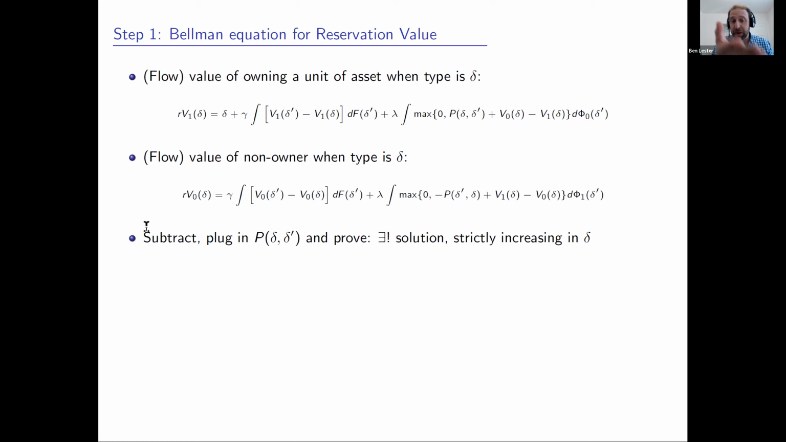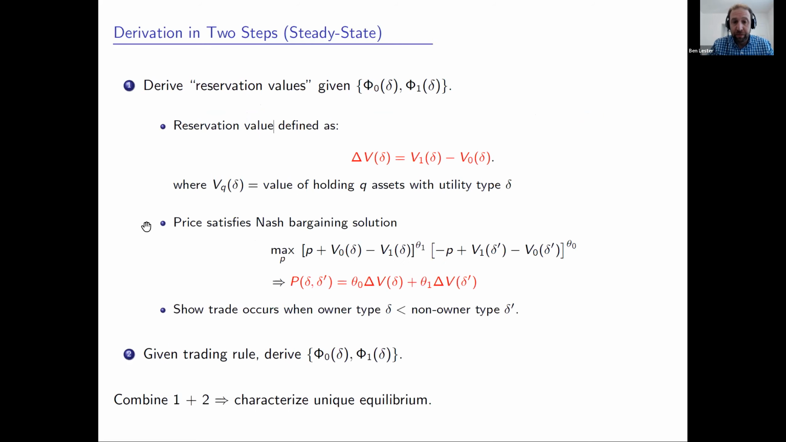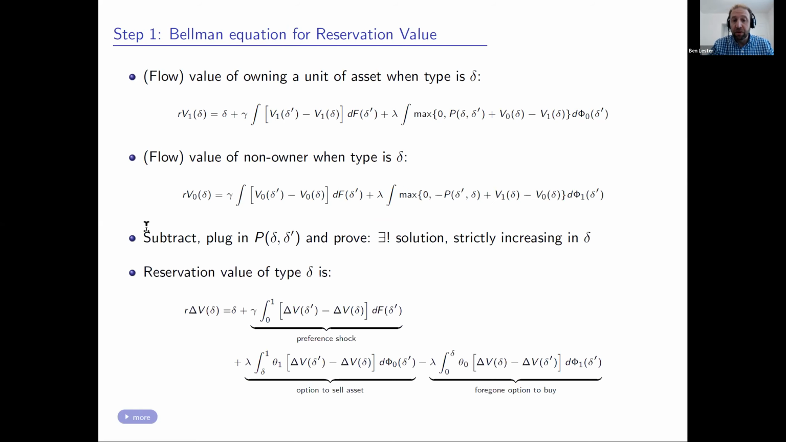You take the difference between the first equation and the second, you plug in that P from here, and you have a nice HJB equation for this reservation value. And as I said, from this point forward, we can dispose of V1 and V0 as separate objects and just concentrate on this reservation value, okay? And this thing has what I think of as an interesting form. So now this is the flow value of essentially how much this asset is worth to you, what you're willing to pay. Well, what's it worth?